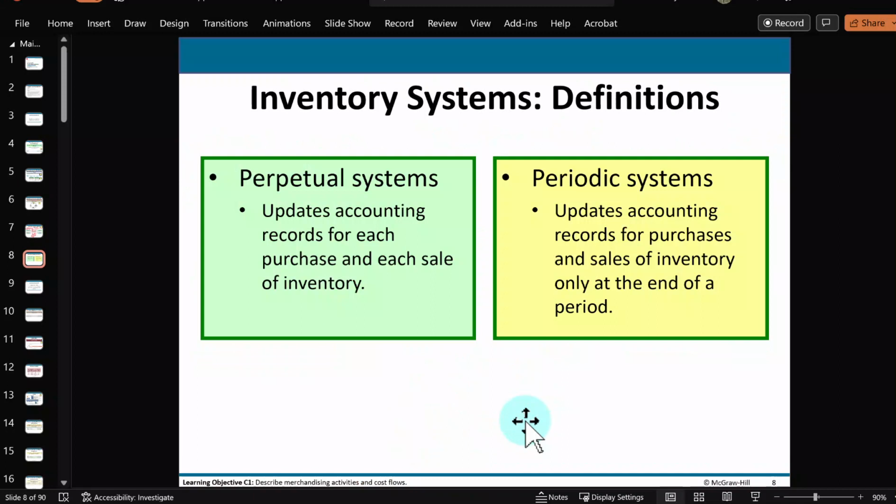Okay, let's stop here, and when we come back, we're going to take a look at recording transactions when we purchase merchandise.